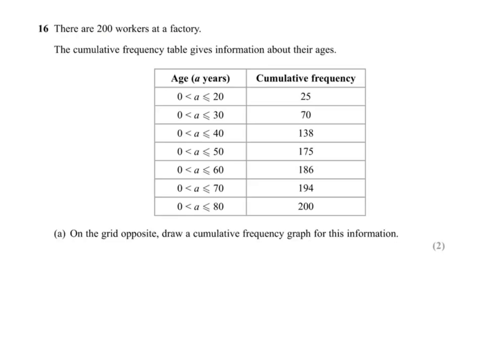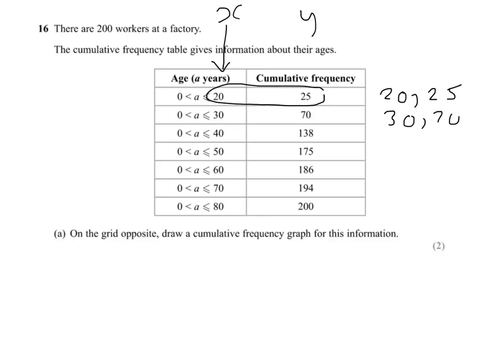So before we go to the grid, I'll just show you how these numbers are put together to give you coordinates. For cumulative frequency, you look at the end of the age range, and that is your x-coordinate, and the cumulative frequency is the y-coordinate. So the first point we need to plot then is 20 for age and 25 for cumulative frequency, and then it will be 30, 70, and so on. So your coordinates are the last number from the range and the cumulative frequency.